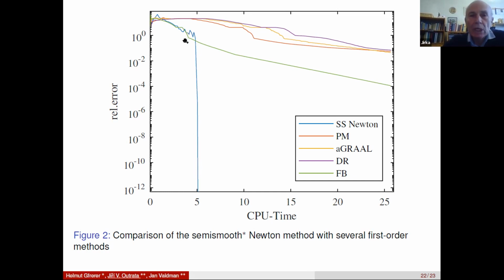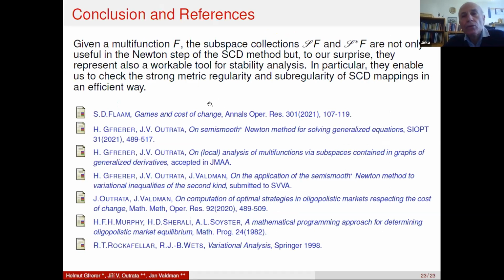But then, as soon as we reach the neighborhood from which the Newton method starts to be locally quadratic, we see a very fast progress toward the solution, whereas the other methods actually continue their behavior as first-order methods. So it's very good news concerning the numerical behavior of this new Newton variant.